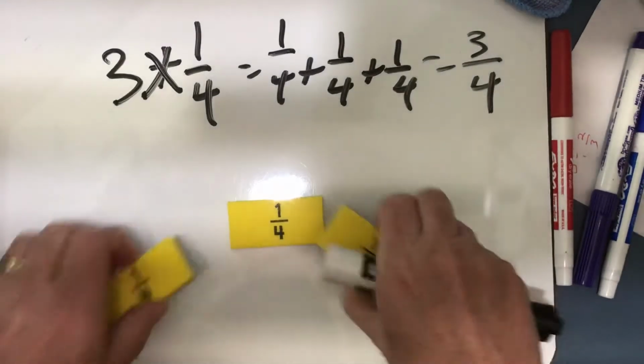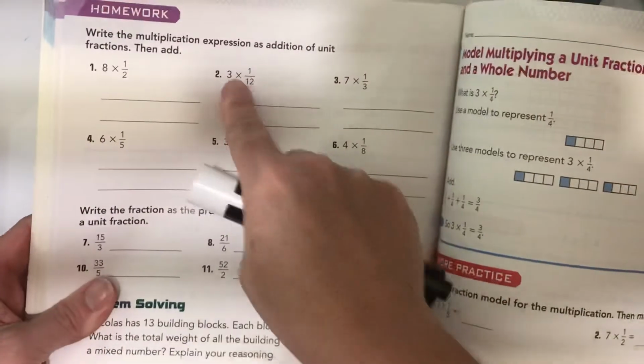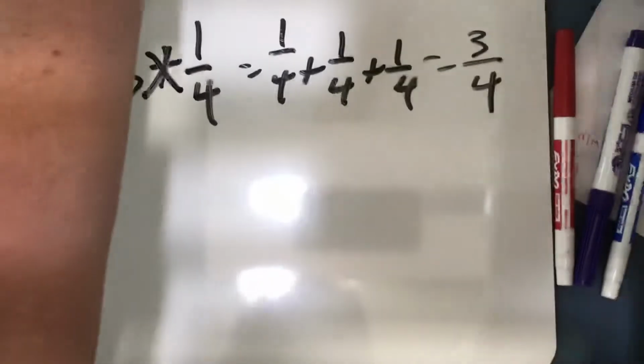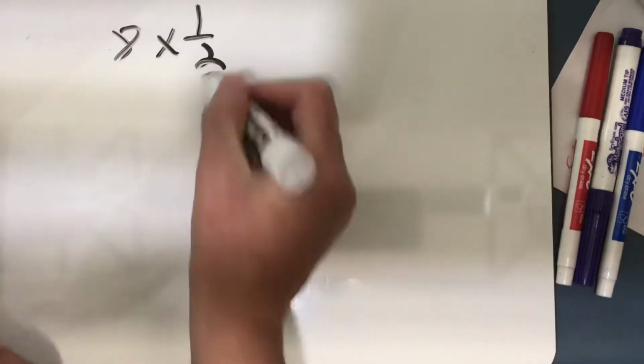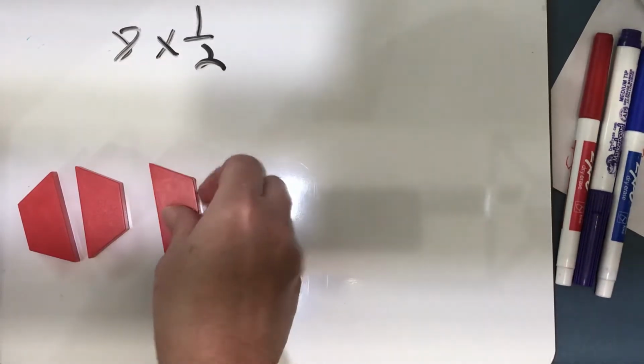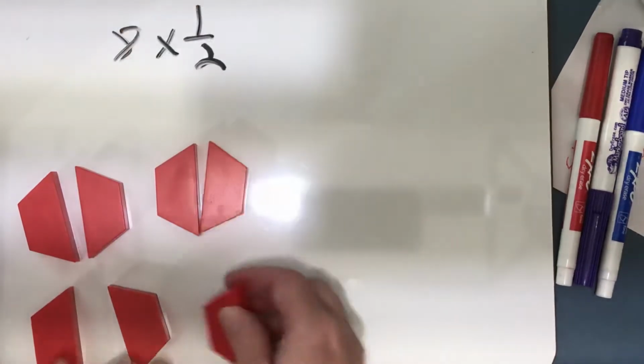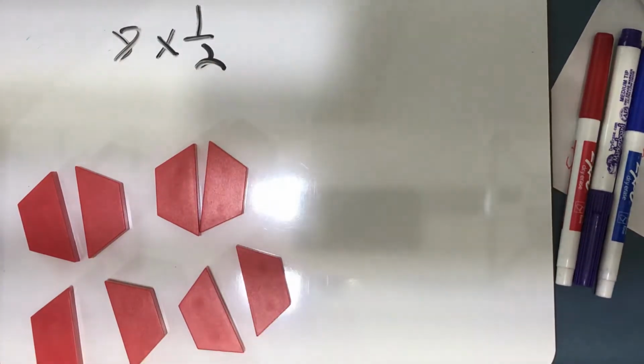Now let's look on the next page, 184, which is the page that you will be doing. It says write the multiplication expression as addition of unit fractions, then add. So number 1 says 8 times 1/2. So I'm going to illustrate that first. 8 times 1/2. So here I have 1/2 plus 1/2 plus 1/2 plus 1/2 plus 1/2 plus 1/2 plus 1/2 plus 1/2. So I have 8 of them.